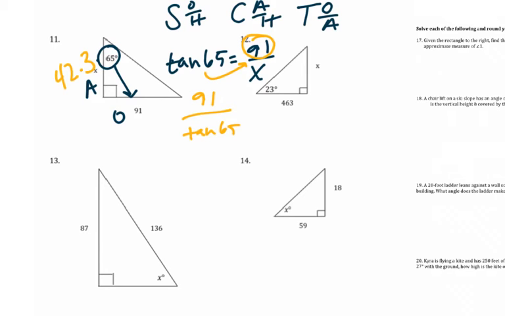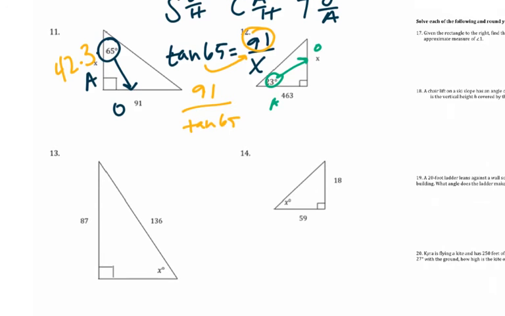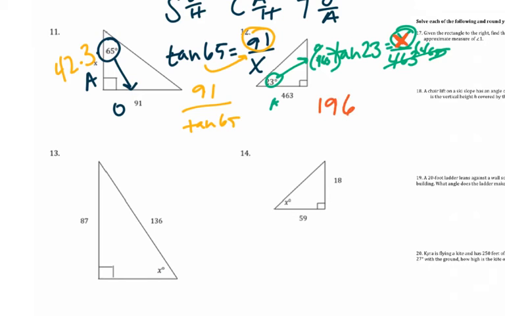Okay, number 12. Opposite, adjacent. Again, tan of 23 is the opposite over the adjacent. To solve, we need to get x by itself, so I'm going to multiply by 463. This looks like a multiplication sign. That's the way to remember it. If the x is on the top, that's when you multiply. So in the calculator, I'm going to type in 463 times tan 23, which is 196.5.